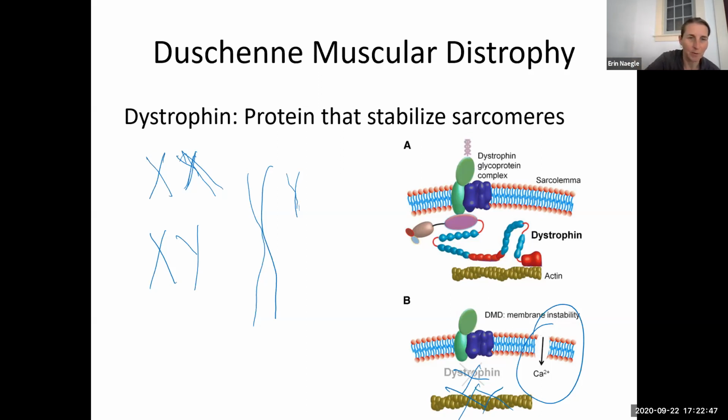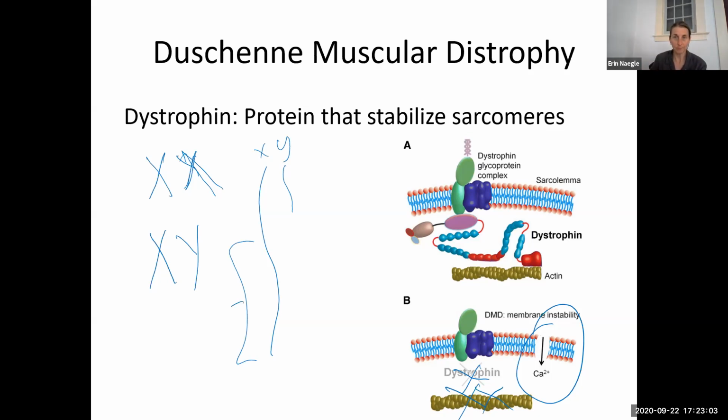Anyway, this was supposed to be the short version. So the X chromosome is longer than the Y chromosome. On this portion of the X chromosome, there are some genes that are really important. One of them is whether or not you have color vision. Another one is the gene for dystrophin.